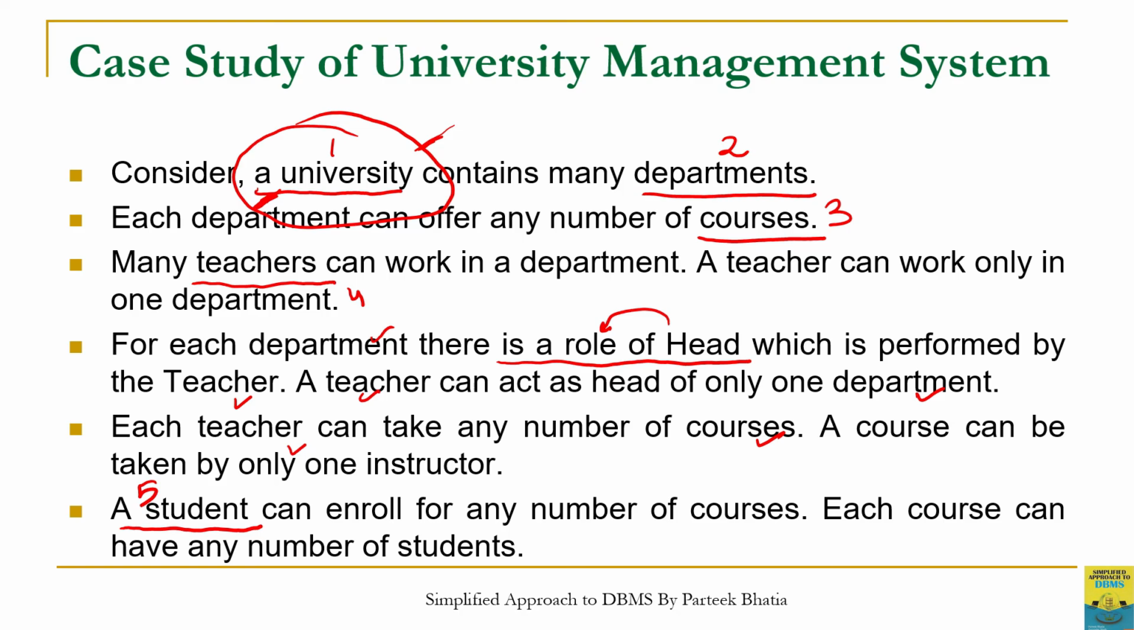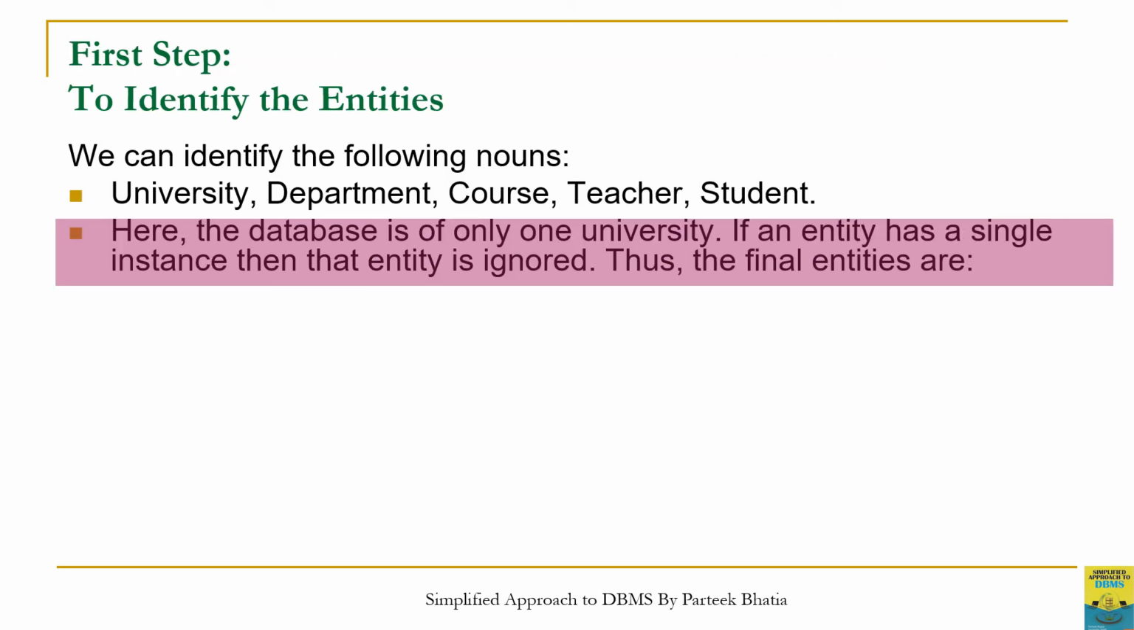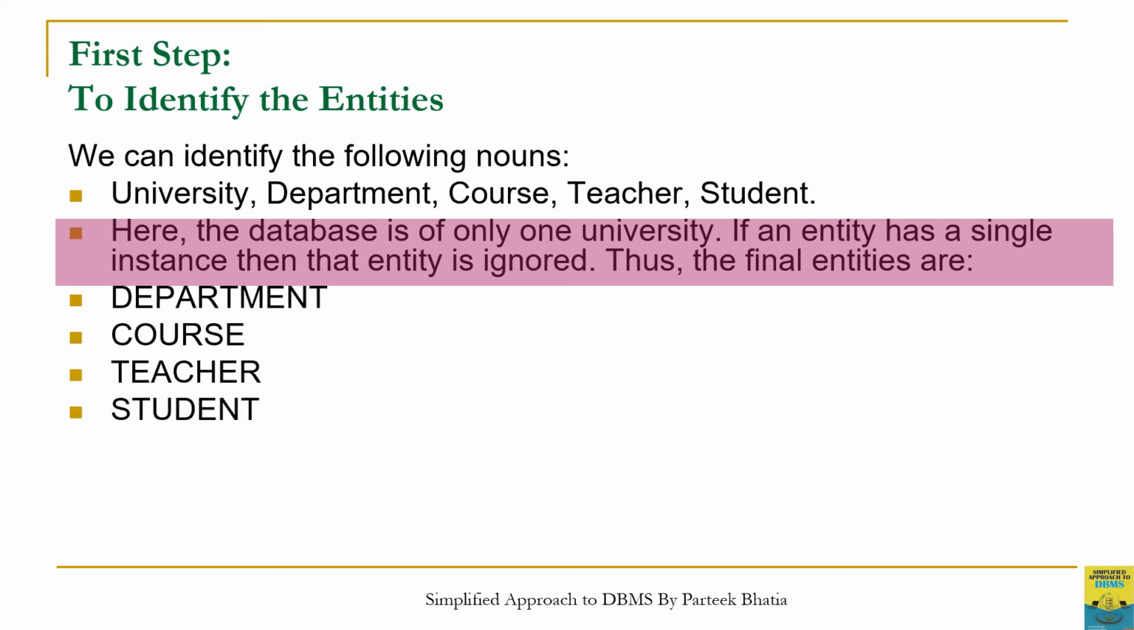So if an entity appears only once in the requirements, we can ignore that entity, and in this case we can ignore the university. Thus we can conclude that in the database we have only one university, and if an entity only has a single instance, then this entity is ignored. So the final entities are only department, course, teacher, and student. So in this ER model we will have 4 entity sets: department, course, teacher, and student.